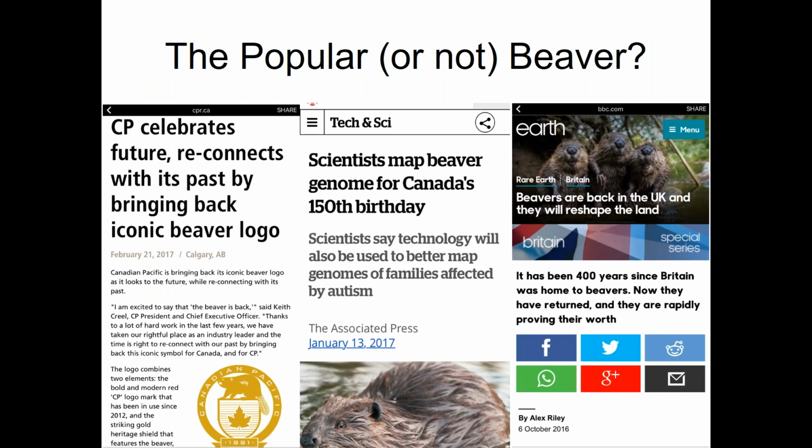So the popular, or maybe not, beaver. I knew when headlines about beaver started hitting my news feed in the last few years that perhaps the popularity of this Canadian icon was on the rise. It might be due to Canada's 150th birthday, and Canadians are feeling a bit sentimental this year.